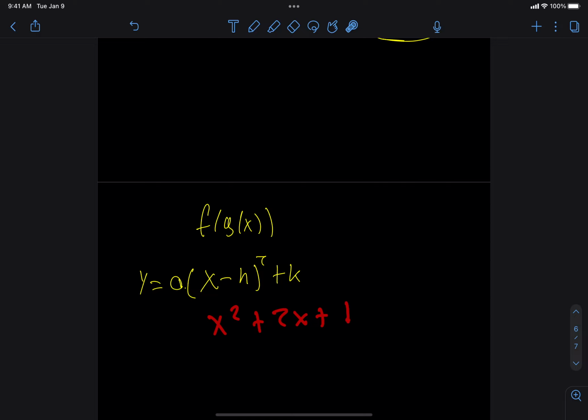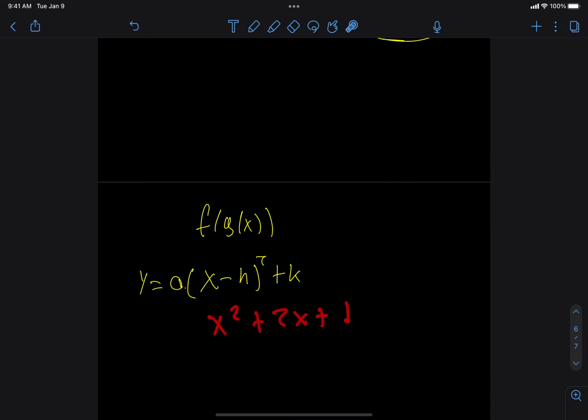Question for the class. If I gave you a quadratic that wasn't in vertex form and I asked you to put it in vertex form, what tool did we learn for that? So minus b over 2 squared. Yeah, we did it in office hours yesterday. It was completing the square.